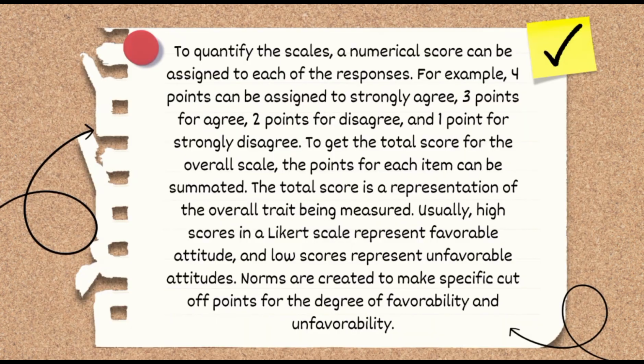So to quantify the scales, a numerical score can be assigned to each of the responses. For example, 4 points can be assigned to strongly agree, 3 points for agree, 2 points for disagree, and 1 point for strongly disagree. The total score for the overall scale, the points for each of them can be summated. The total score is a representation of the overall trait being measured. Usually, high scores in a Likert scale represent a favorable attitude, and low scores represent an unfavorable attitude.